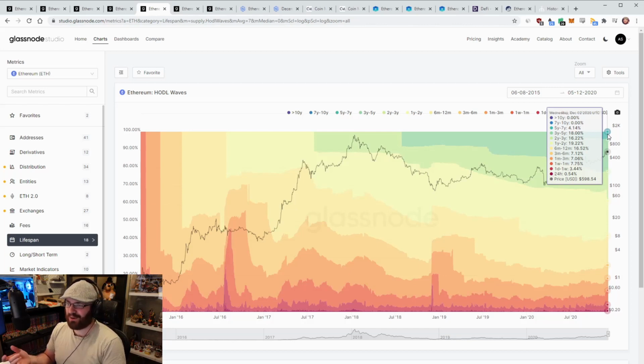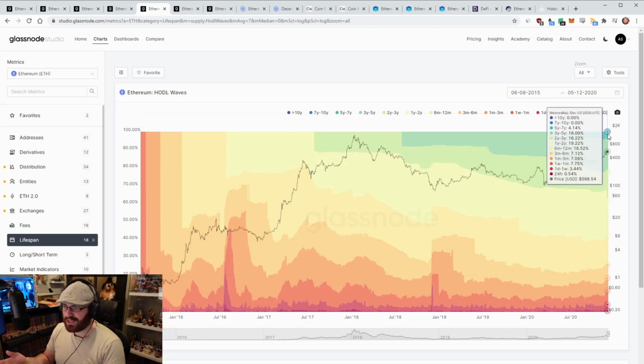They would have bought this ETH back when it was much cheaper, maybe at like $10 or something like that. Or this could just be a lot of people who bought ETH during the mania and then forgot about it because they're like, oh, it crashed, Ethereum's dead, whatever. But it's interesting to see that's such a high percentage still. And then we move on to 2 to 3 years, 16%, another high percentage.